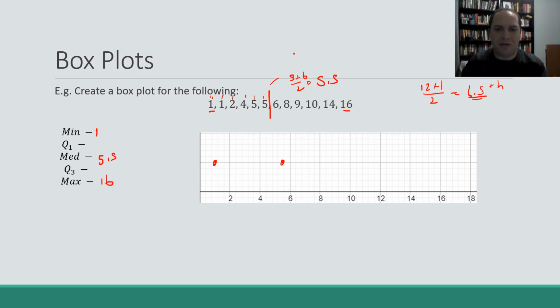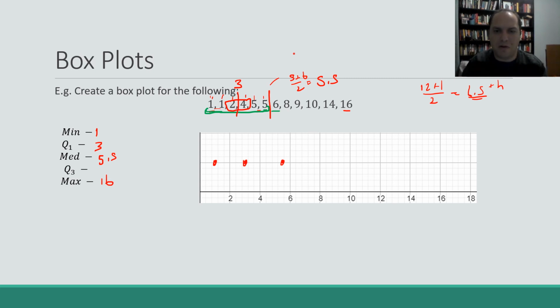Now for our quartiles, because our median was smack bang in the middle of our 5 and 6, we can find our lower quartile by considering all the numbers up to that line, up to 5.5. Alright, and then looking at that, we can see our middle is actually these two numbers here. So we've got two numbers below, two numbers above. So in the middle, halfway between 2 and 4, that's a 3. So our first quartile is a 3.